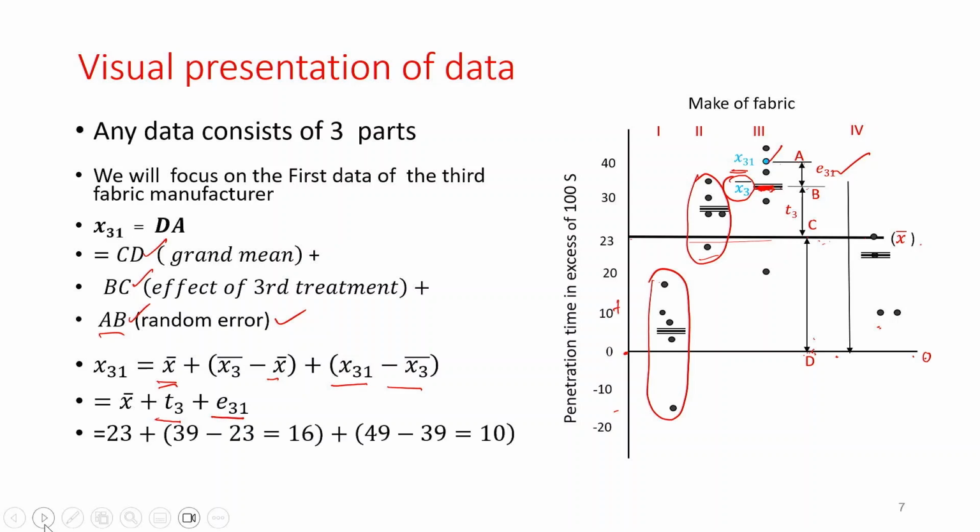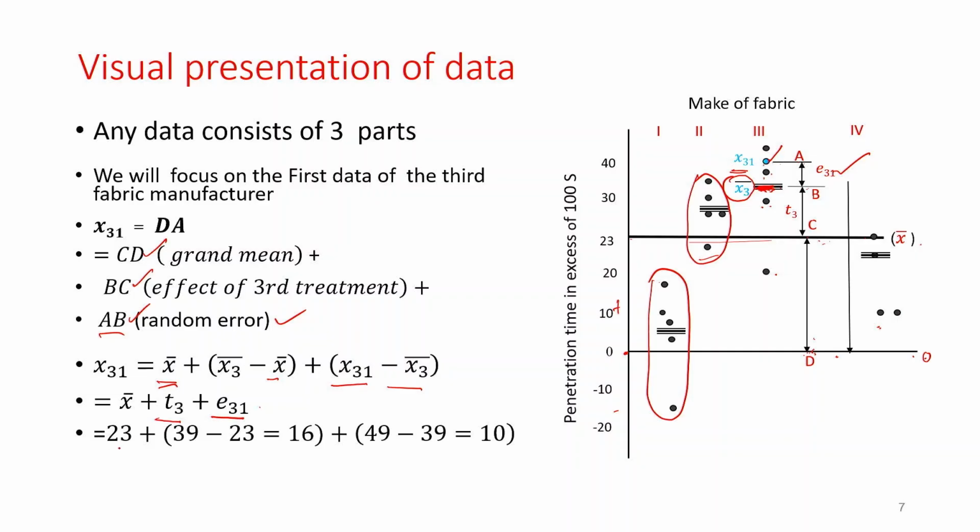T3 we call the treatment effect, and E31 we call the error, the random error. See, from the mean, we have got one value here, another value here, another value here, another value here. 1, 2, 3, 4. There are 5 readings. So these readings are around the mean of fabrics that was procured from the third manufacturer. So it is x bar plus T3 plus E31.